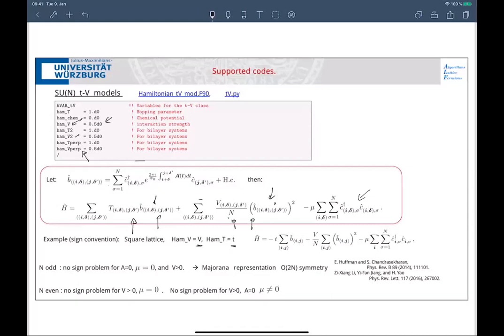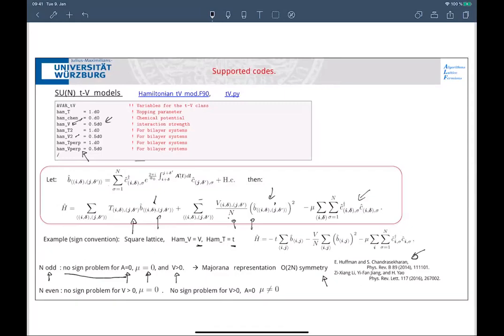Now, this is a case where you can use, I think I talked about this, the Majorana idea of how to get rid of the sign problem by using Majorana fermions. So this is a very nice case where you can do it. If N is odd, so 3, that was a question before, you will have no sign problem in the absence of a magnetic field at half filling, that means mu equals 0, and for any V bigger than 0.